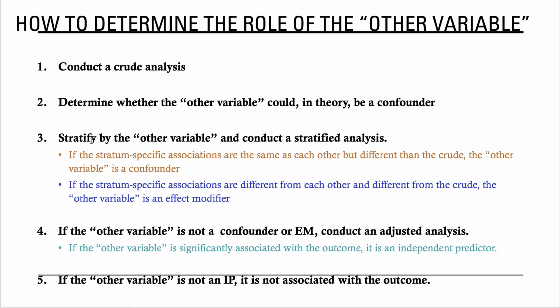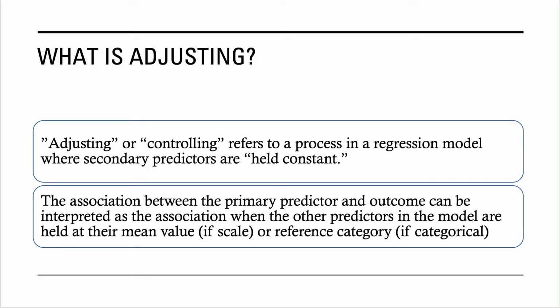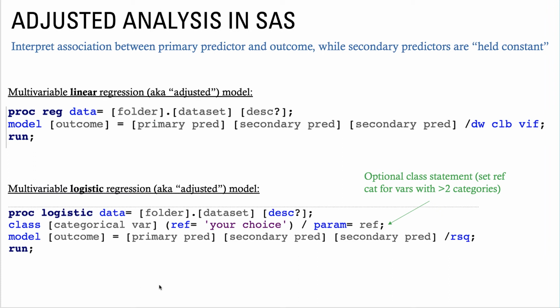So that was stratification. The next step, if the variable is not a confounder or an effect modifier, is to run an adjusted analysis. So adjusting. Adjusting or controlling refers to a process in a regression model where secondary predictors are held constant. The association between the primary predictor and outcome can be interpreted then as the association when the other predictors in the model are held at their mean value, if the other predictors are scale, or reference category, if the predictors are categorical. Here's what an adjusted analysis looks like in SAS.